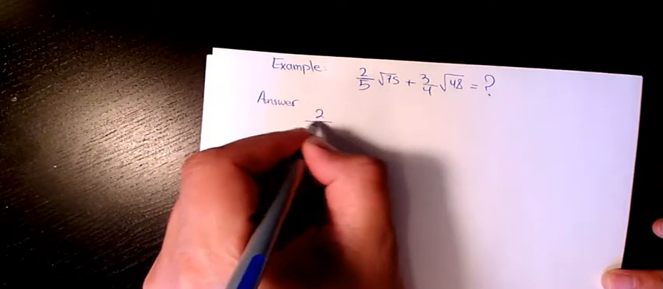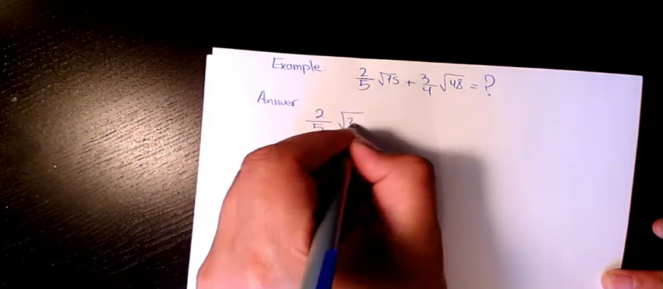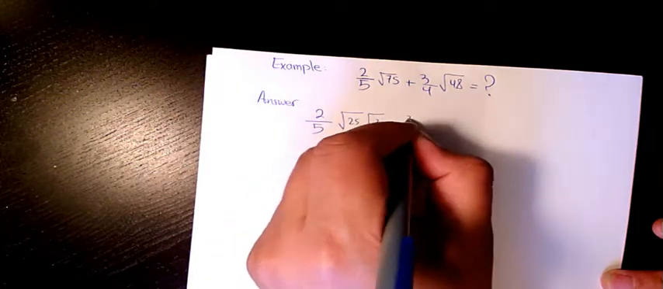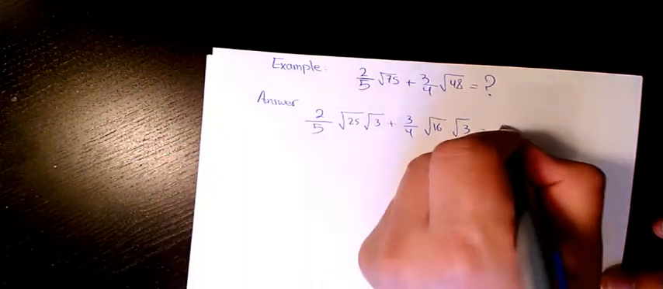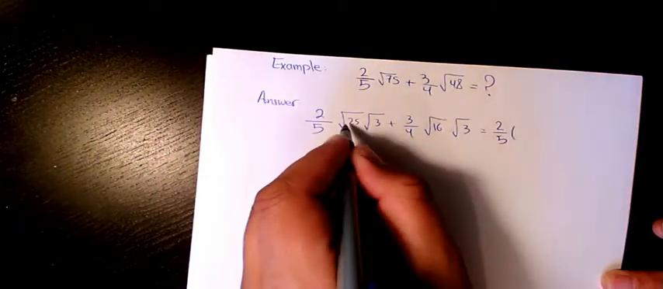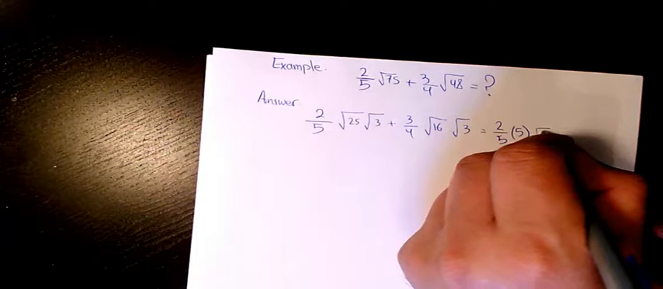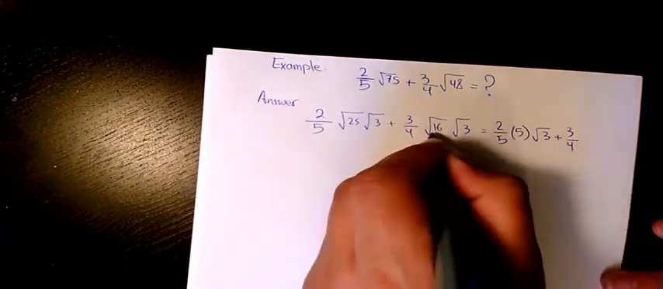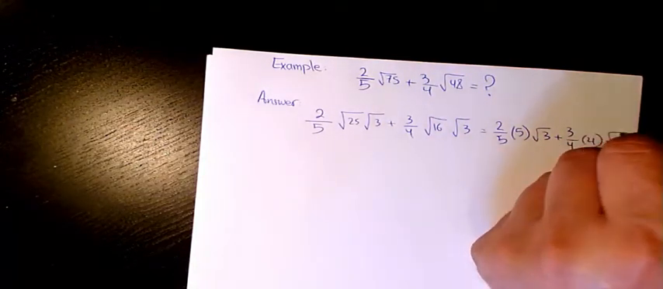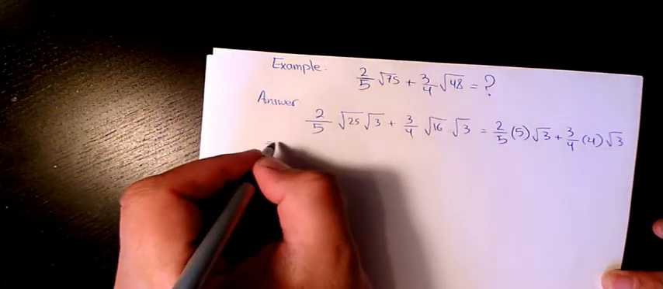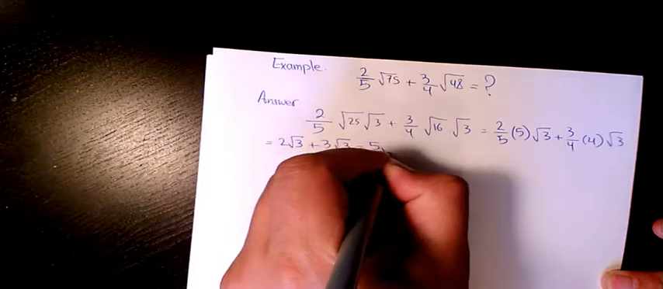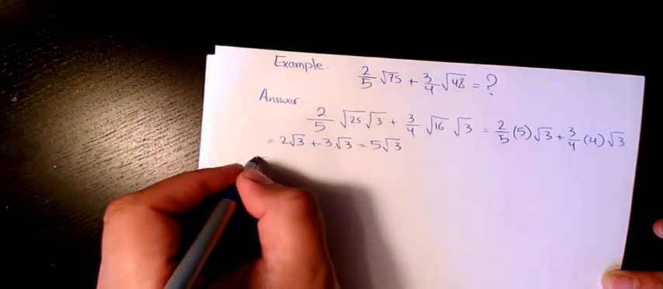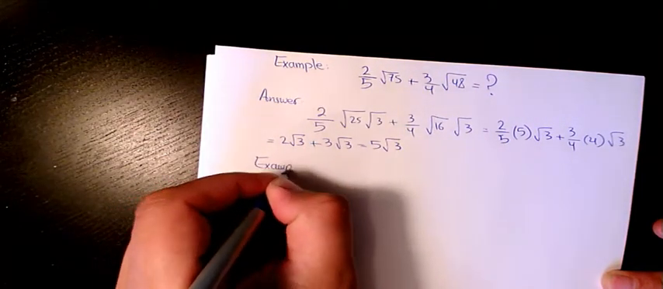So it's going to be 2 over 5, 75 is 25 times 3, plus 3 over 4, 16 times 3. That makes it 2 over 5, square root of 25 is 5, 3 over 4, square root of 16 is 4, root 3. That makes it 2 root 3 plus 3 root 3 makes it 5 root 3. Next example.